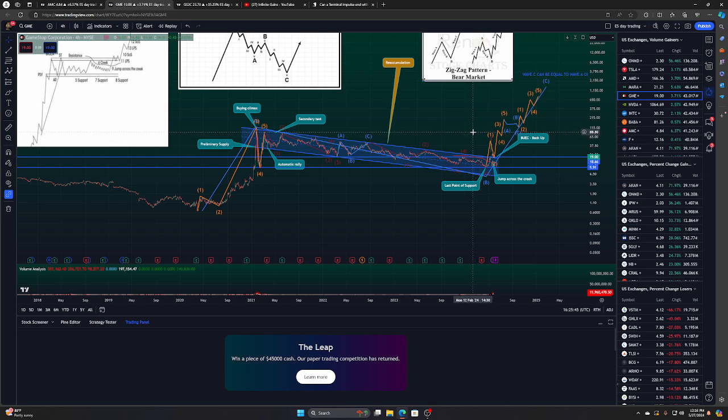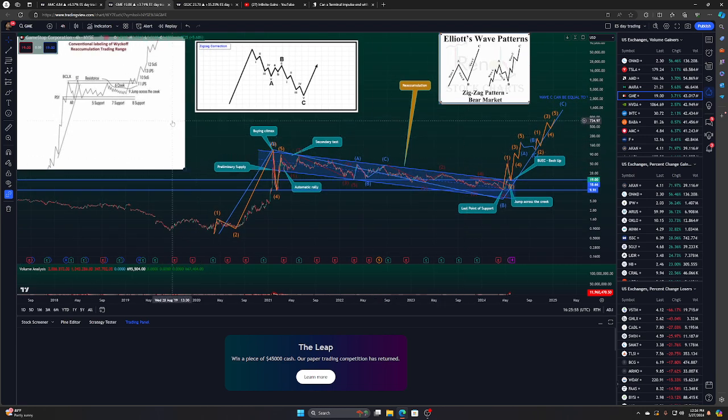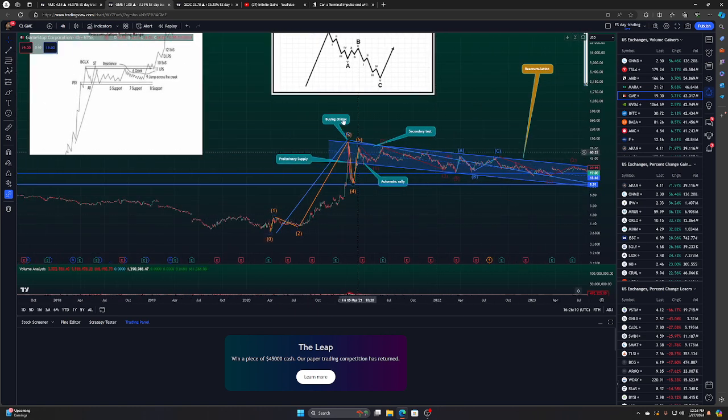So let's go over GME first. Something I was kind of looking at. Obviously I think this is a Wyckoff schematic. We had our initial impulse, reaccumulation, and now we should see another trend long. I mean, we can just go over this. So we had our initial buying climax.